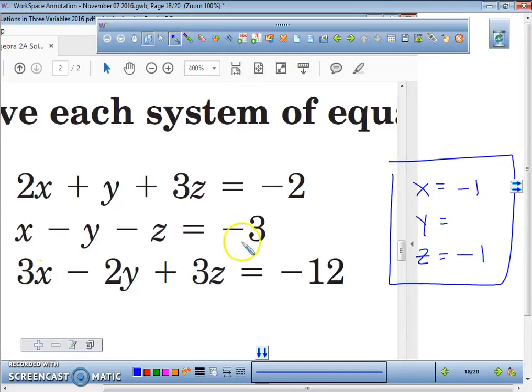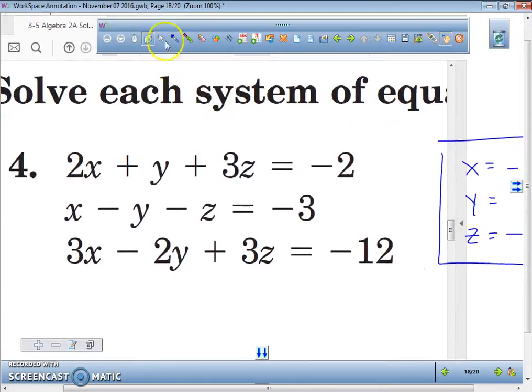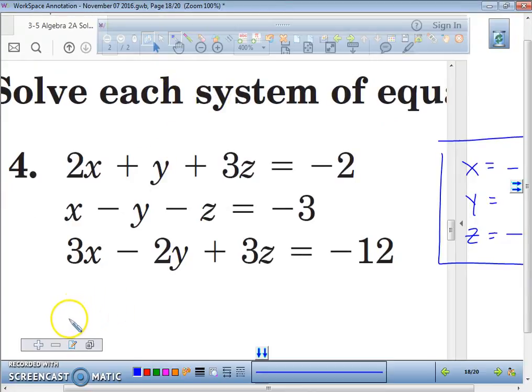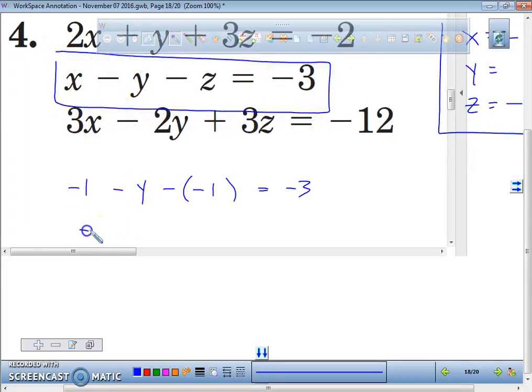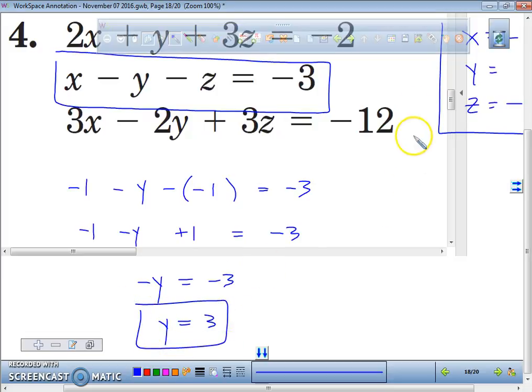All right. So let's listen right here. You guys see this equation right here? X minus y minus z. What's x equal to? Negative 1 minus a y minus, what's z equal to? Negative 1 equals negative 3. So what did I plug in? I plugged in my x. We have negative 1 minus a y plus 1 equals a negative 3. What happens to the ones? The negative 1 and positive 1? So we're left with a negative y equals a negative 3, which means y equals 3.